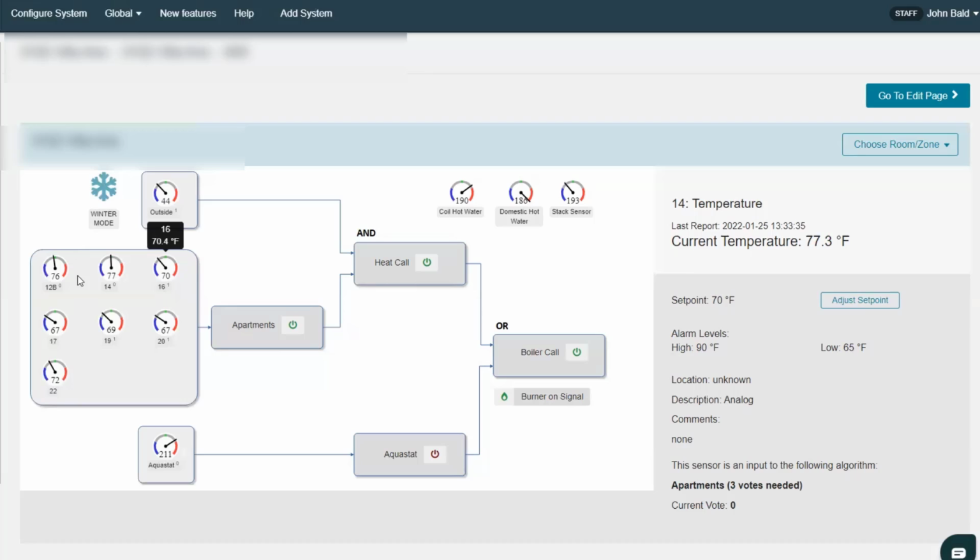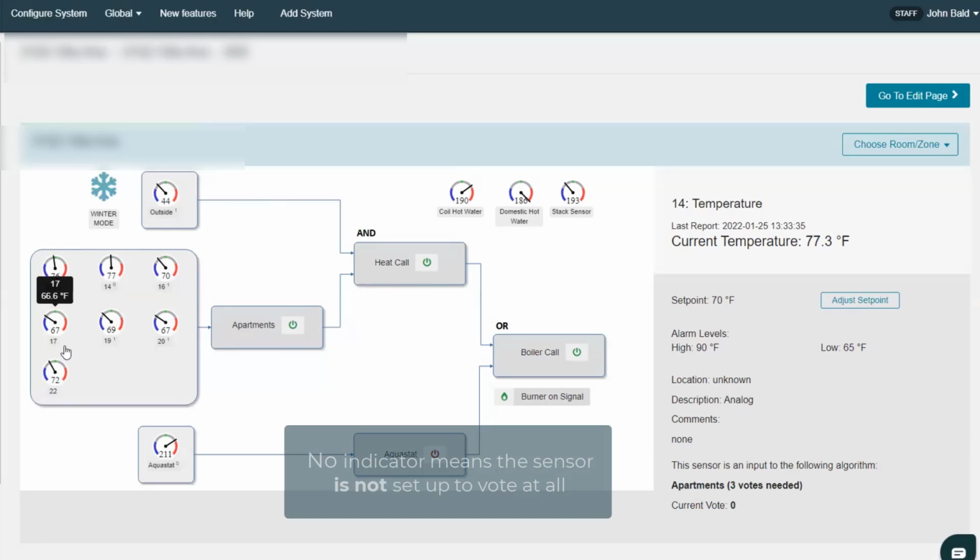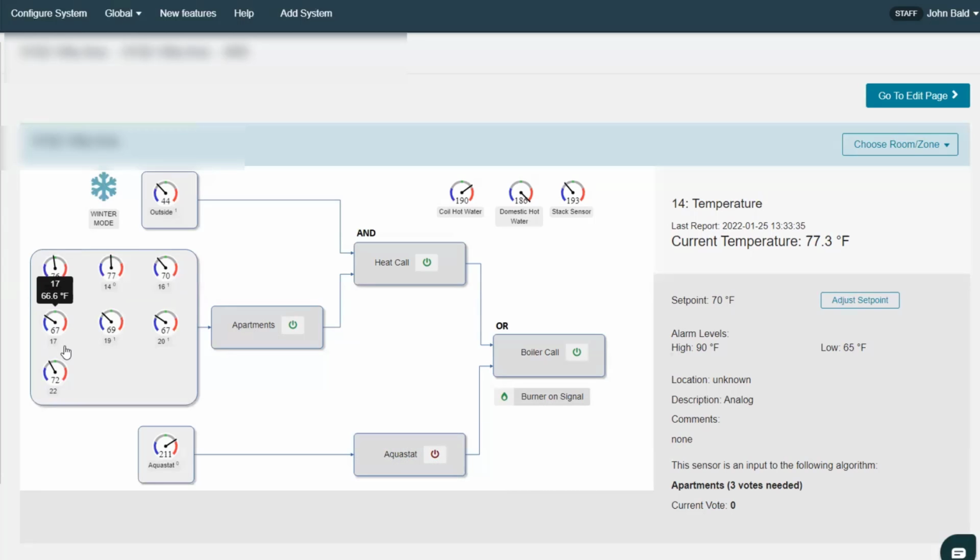Now, not all of the sensors here have a 1 or a 0. That means that the owner, or you, for whatever reason, decided to take that sensor out of the apartments algorithm, whether it's because they didn't cover their air conditioner and they left it in the window, or they just have a space heater and they keep throwing your building off. That's why you would take it out. But this is where you'd be able to tell whether it's there or not and what it's voting.